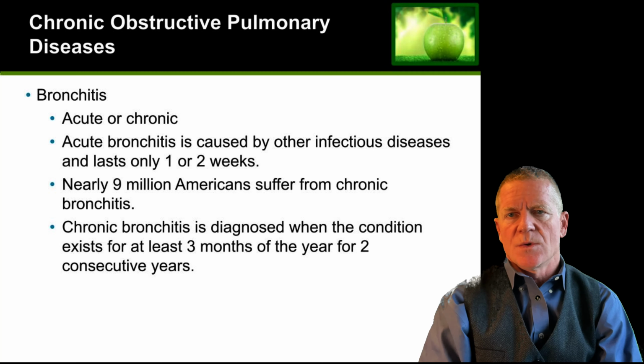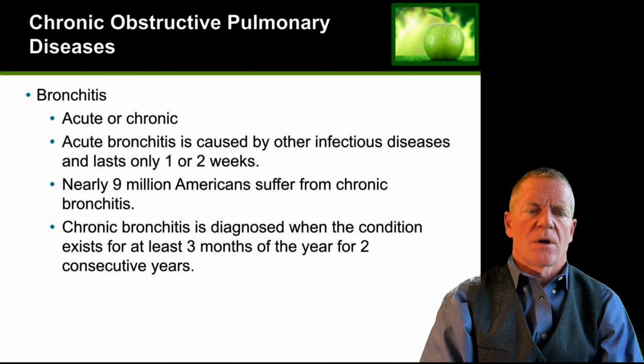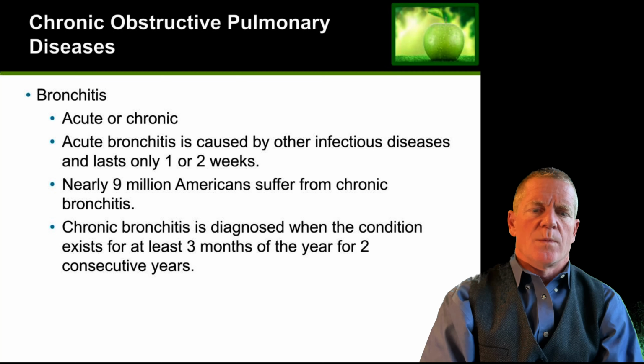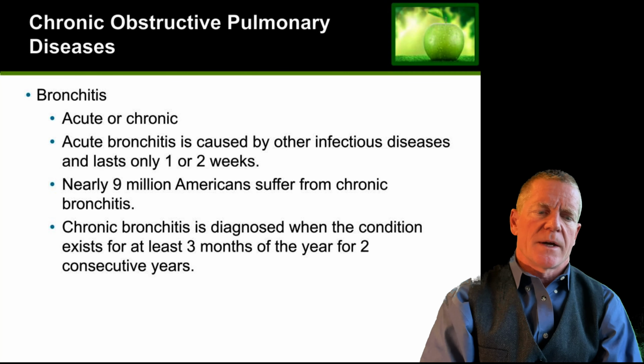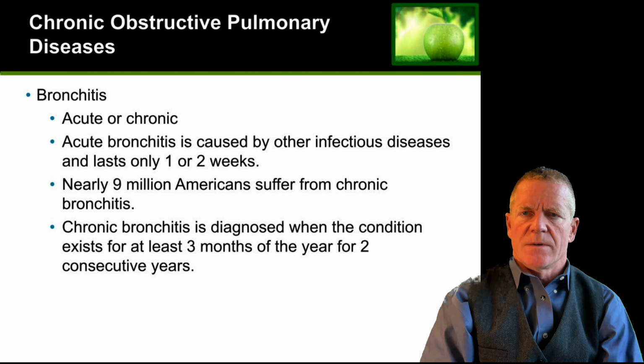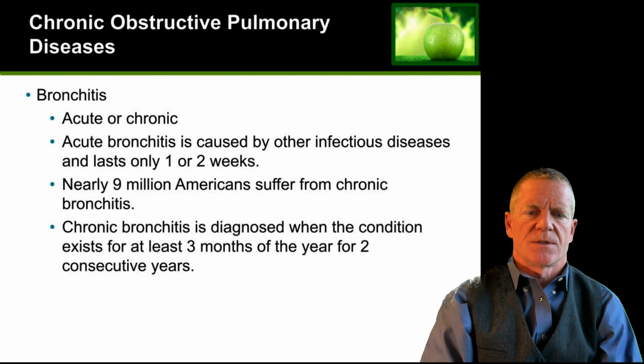Bronchitis can either be acute or chronic. Acute bronchitis is caused by an infectious disease, something that you may see after a viral infection or so forth, and would be inflammation of the lungs. This is bronchitis. There's a different type, chronic bronchitis, that affects about 9 million Americans. Chronic bronchitis occurs over months and years. It's diagnosed when bronchitis, or inflammation of the lungs, occurs for 3 months of the year for 2 consecutive years.